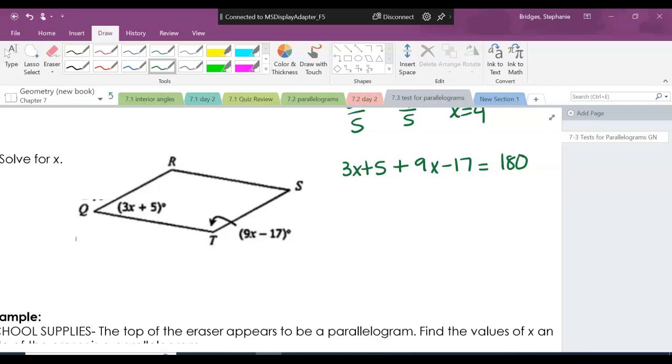What do I do first? Just combine the left. Remember, when you're solving your equation, because this 3x and this 9x are on the same side, we're just going to add them together. What is 3 plus 9? 12. Okay. And then I'm going to add my positive 5 and my negative 17 because they're on the same side. What's positive 5 and negative 17 going to give me?